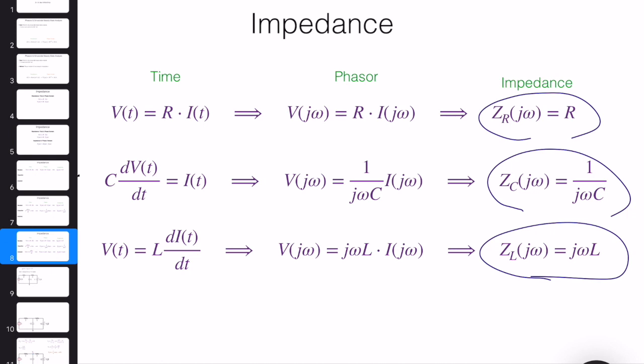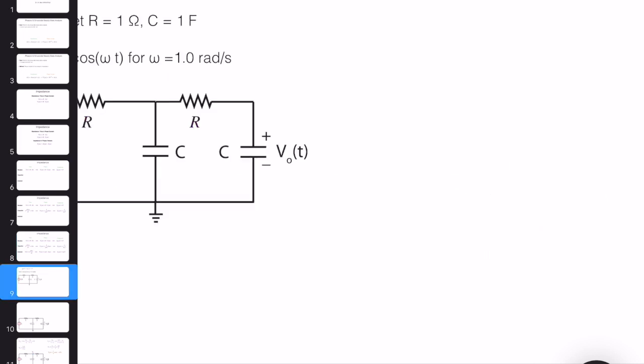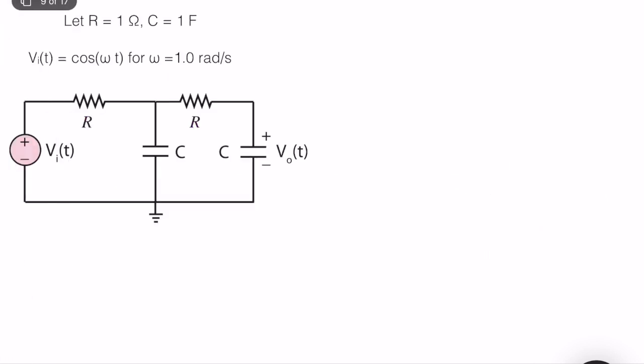So let's solve an example to better understand how we can use this concept. Okay, so this is a circuit. It's given that R is equal to 1 ohm, and we have two capacitors of equal capacitance, which is 1 farad. The input is given as cosine omega t. The frequency is 1 radian per second, and the goal is computing V naught, the output voltage.